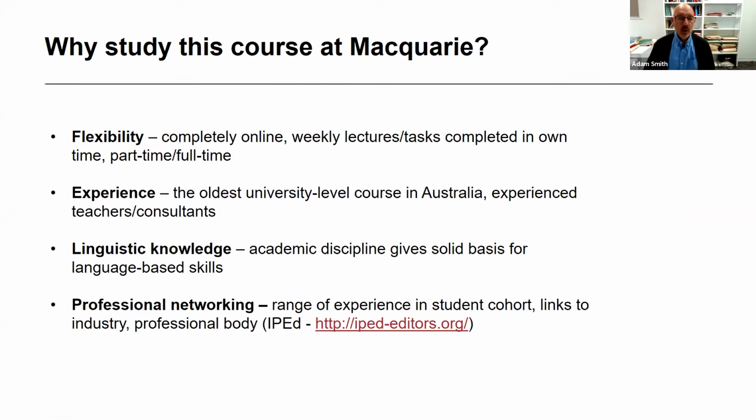Why come to Macquarie to study this particular topic? Well, there's a number of reasons. One of them is flexibility, because this course runs completely online. We have weekly lectures and tasks, but they're completed in your own time, and what you can do is you can work at your own pace and work after hours. You're not expected to attend tutorials at a particular time, so it gives you great flexibility. And also, as I've mentioned before, you can do it either part-time or full-time, so you can do 2 units per semester, or you can do 1 per semester and spread it over 2 years.